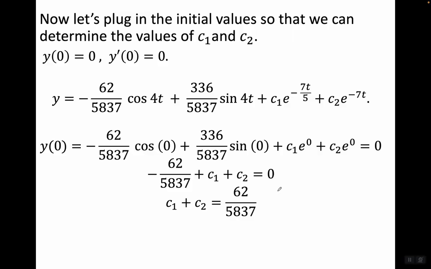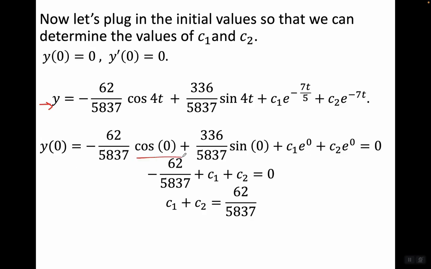Now let's plug in the initial values so that we can determine the values of c1 and c2. So we have y of 0 equals 0, y prime of 0 equals 0. Again, it's an initial value problem, so we can figure out what c1 and c2 are. Here's the equation we're working with, or the function. When we plug in t equals 0, this is what we end up with.